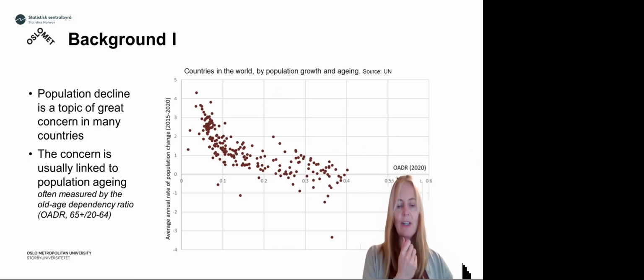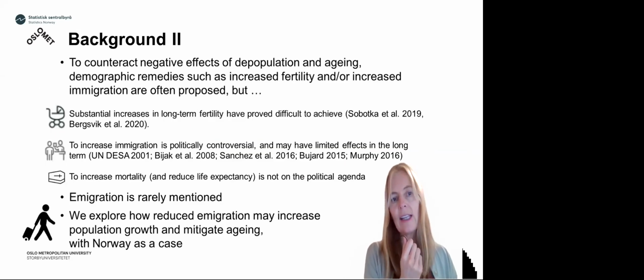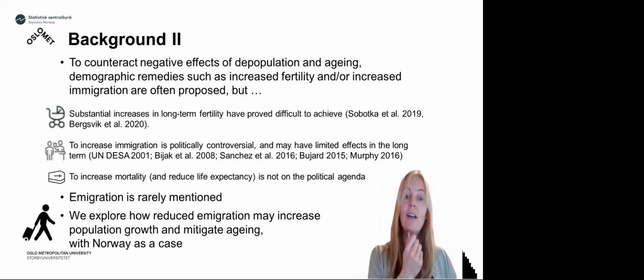In this presentation, I will talk about how changing immigration can affect both these challenges, aging and low or declining population growth. To counteract negative effects of depopulation and aging, demographic remedies such as increased fertility and/or increased immigration are often proposed. But substantial increases in long-term fertility have proved difficult to achieve, and to increase immigration is politically controversial and may have limited effects in the long run.